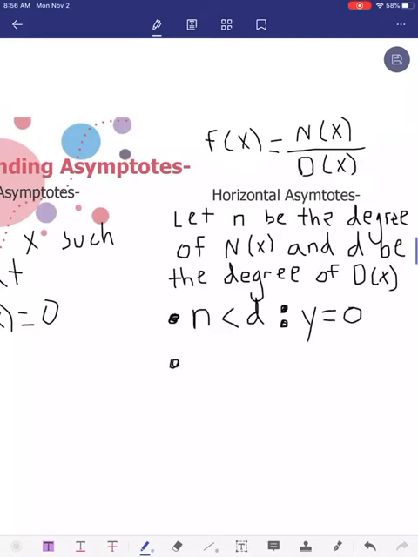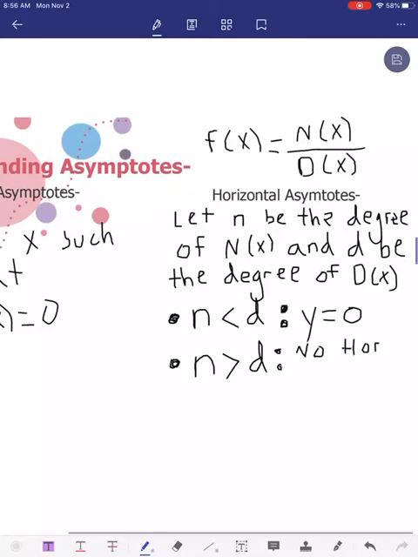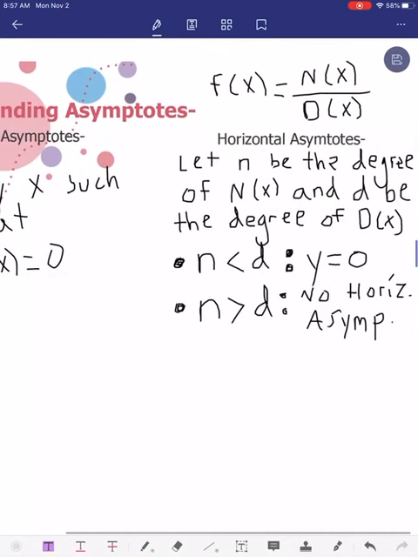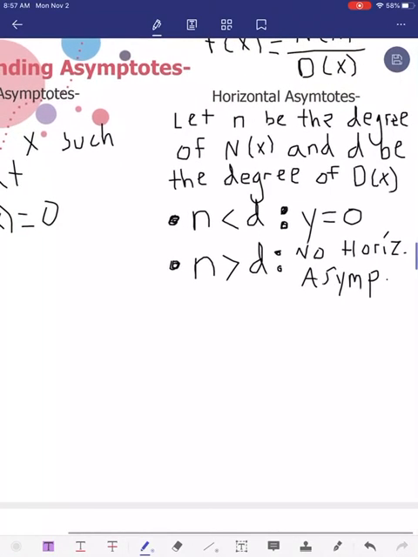Now, our second option, if it's reversed, if our numerator's degree is greater than our denominator's degree, there is no horizontal asymptote. Okay? And then hopefully we can think about our third option, which is if those two degrees are equal.